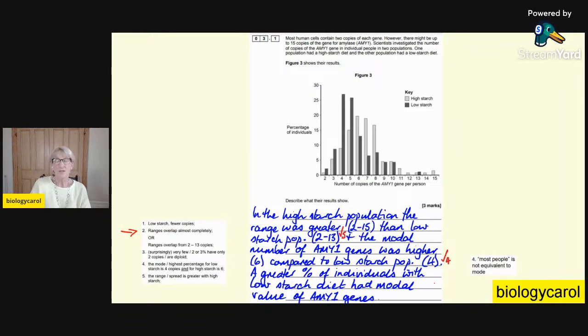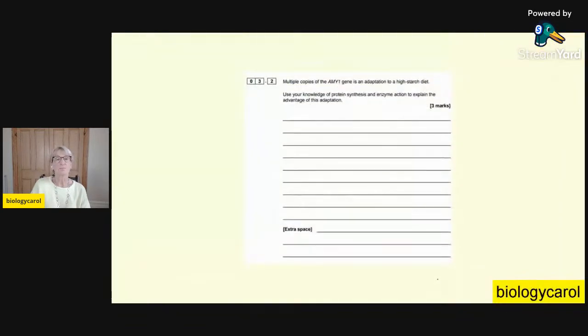So I didn't get all of the marks on that one. Multiple copies of the AMY1 gene is an adaptation to a high starch diet. Use your knowledge of protein synthesis, transcription and translation, and enzyme action to explain the advantage of this adaptation. So hopefully this answer makes sense.